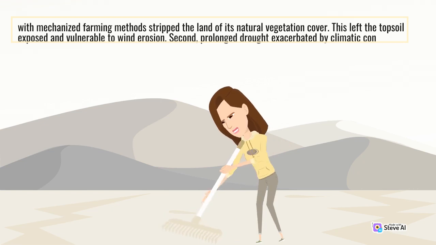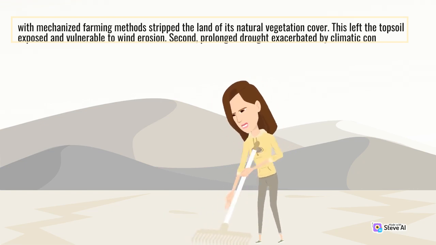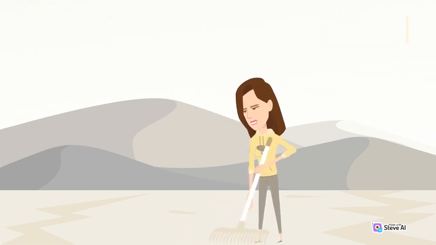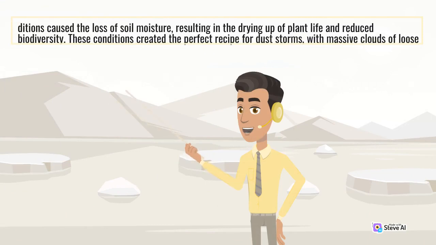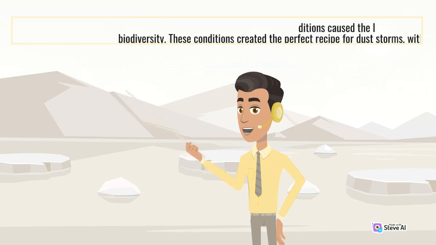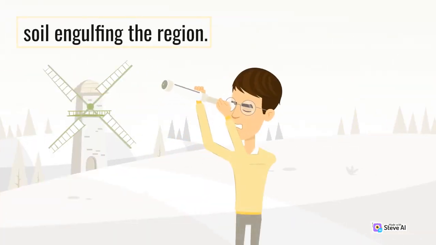Second, prolonged drought exacerbated by climatic conditions caused the loss of soil moisture, resulting in the drying up of plant life and reduced biodiversity. These conditions created the perfect recipe for dust storms, with massive clouds of loose soil engulfing the region.